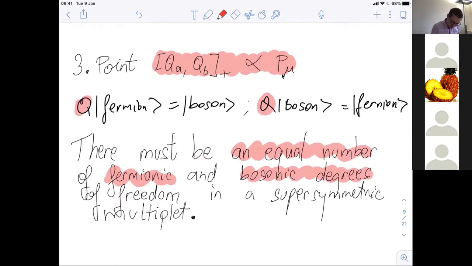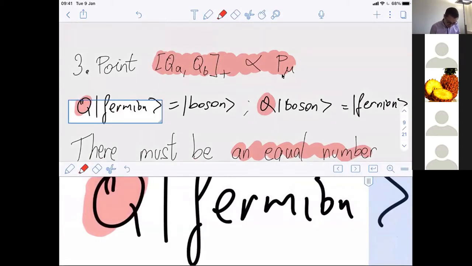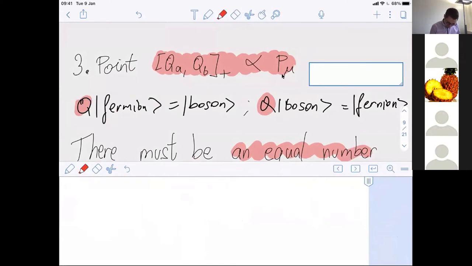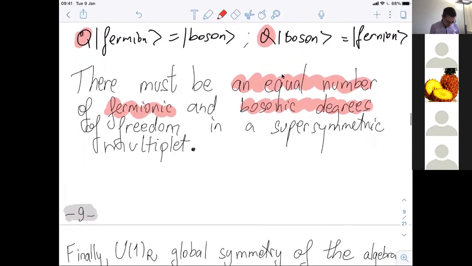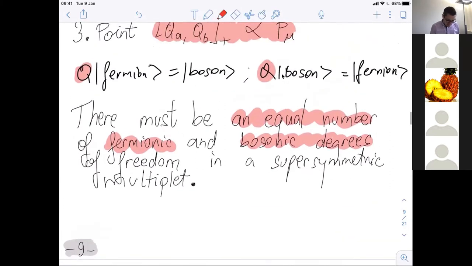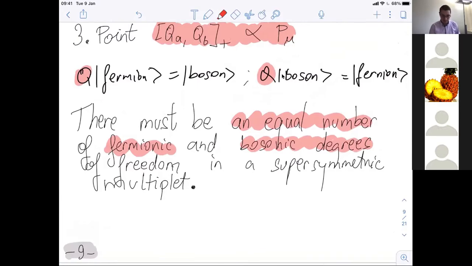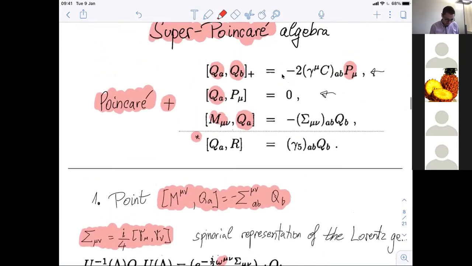And this equation, this anti-commutator, being proportional to the translations, tells you that you should have an equal number of fermionic and bosonic degrees of freedom in a supersymmetric multiplet. Okay. So are there any questions at this point related to the Super-Poincaré algebra?